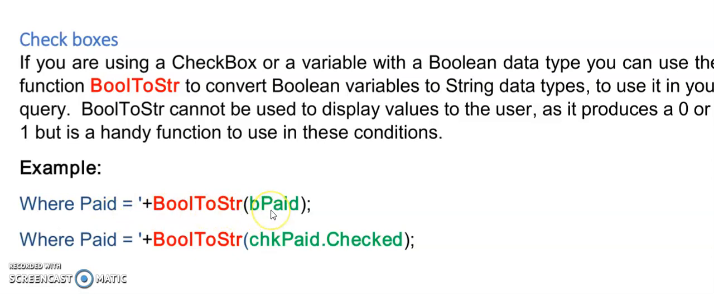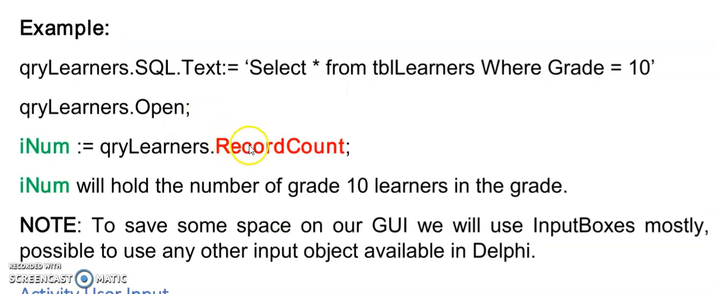So that converts the Boolean value that I stored in bPaid to a string. Or I can also get input directly from an object like the Checked property of a checkbox and BoolToStr that. We have a very handy little function called RecordCount. And RecordCount will show me how many records there were for which this statement here was true.